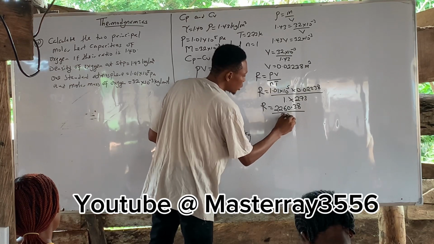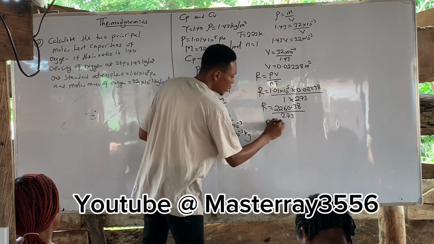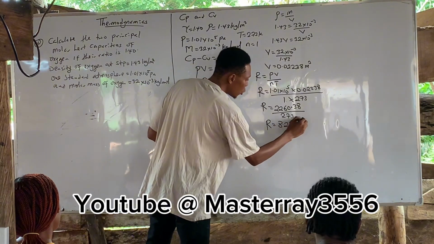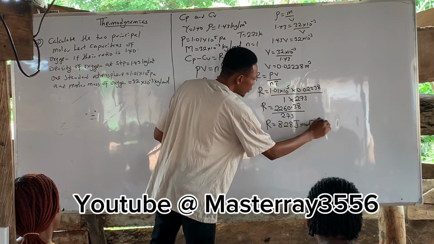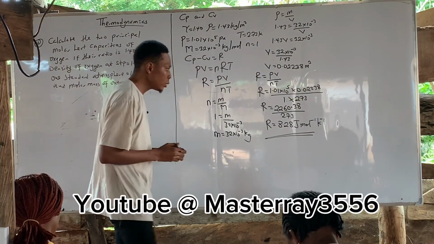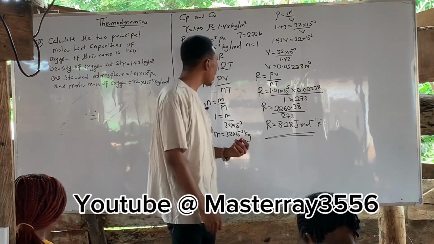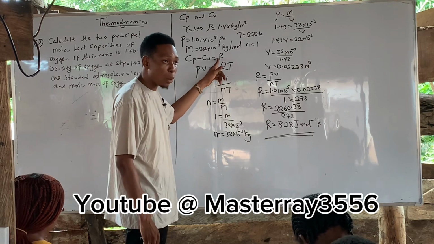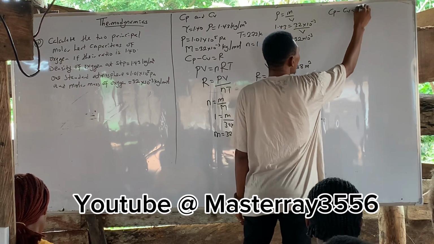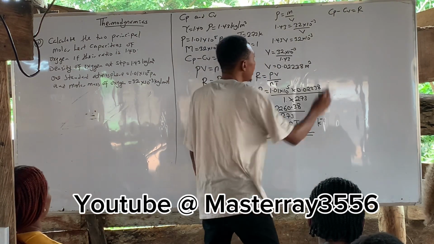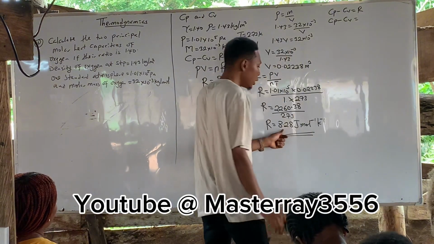2260.38 divided by 273. So what's R? 8.28 joule per mole per Kelvin. All right. Now that we've gotten our R, the next thing now is to substitute our R into this place, right? Don't forget we have Cp minus Cv equals to R. Is it not? Yes. So from there, we have Cp minus Cv equals to what's R now?